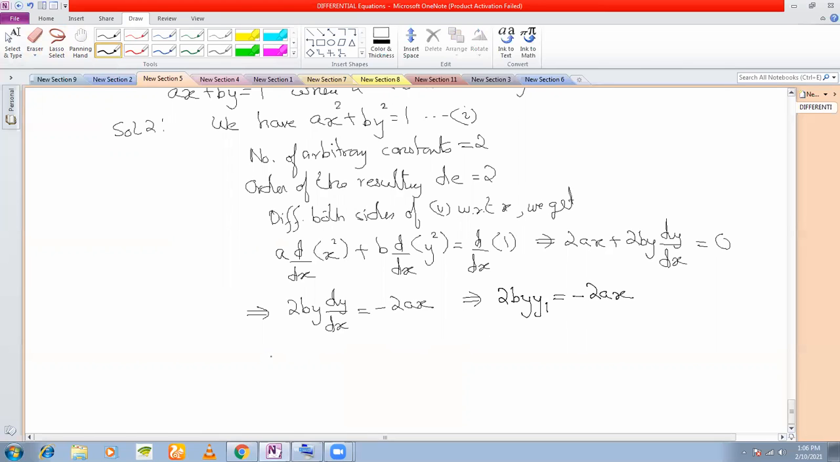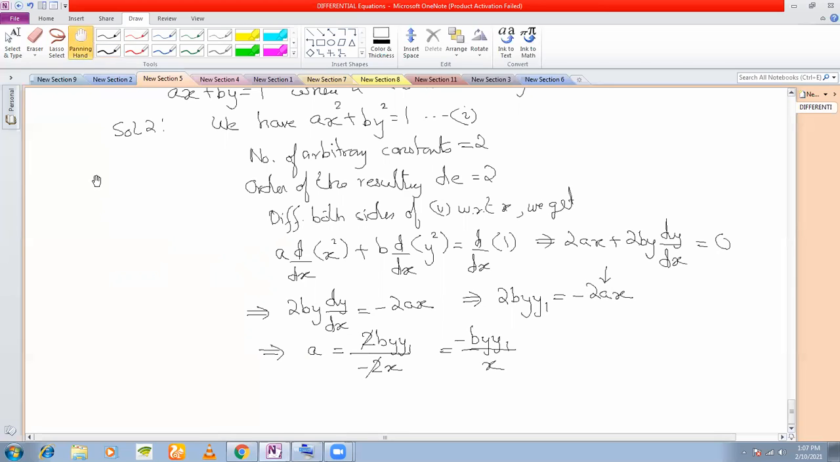Now what will happen? Now from here, what we are going to do is, we are going to find out the value of a, because we need to remove the arbitrary constants, right? So what is the value of a? 2by y1 divided by minus 2x, isn't it? This is the value of a. 2 and 2 will cancel. What are we going to get? Minus b y y1 by x, isn't it? This is what we are getting as the value of a.